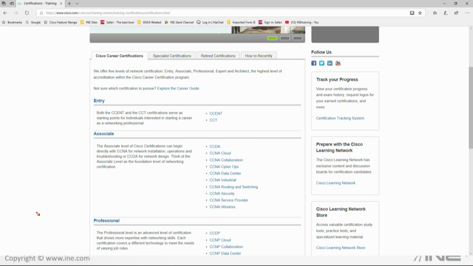Now, I'm not sure about all of these, but I know most of these here require you to have a CCNA in routing and switching as a prerequisite. For example, CCNA security, you can't get your CCNA security unless you already have an active CCNA routing and switching. So that's why I'm really pushing that one for you.